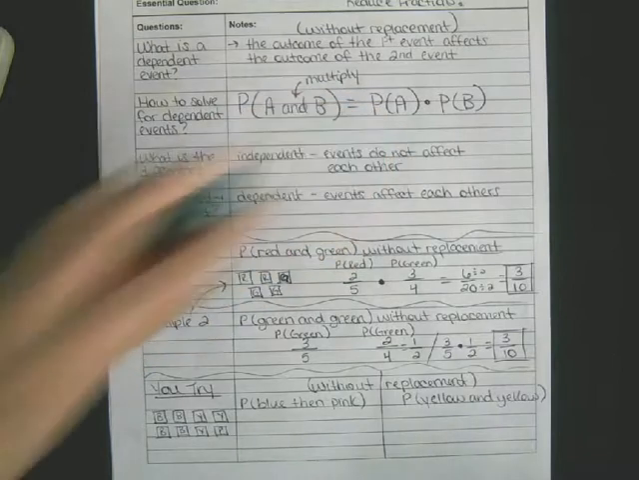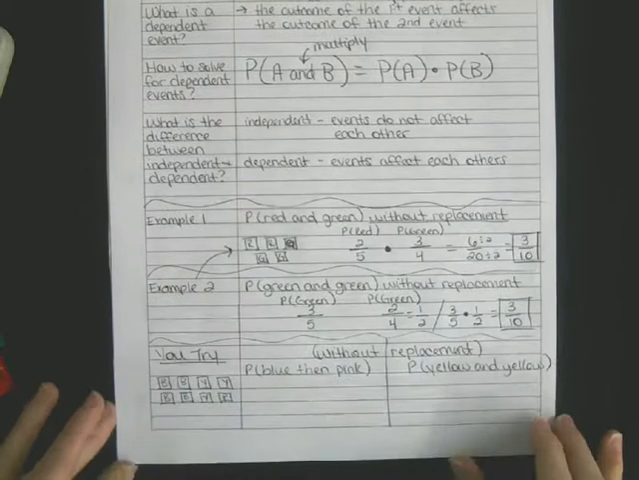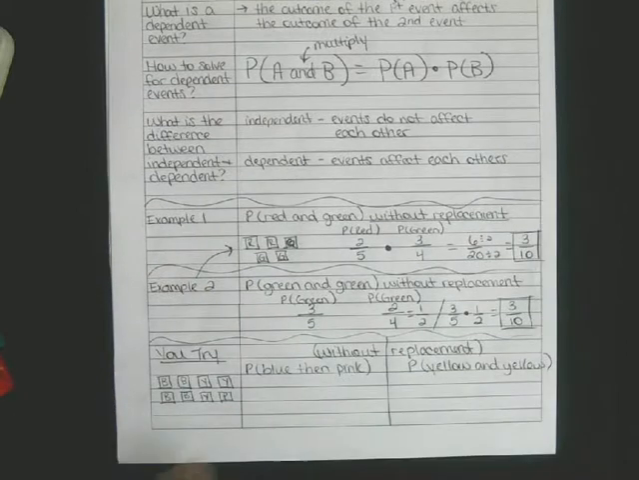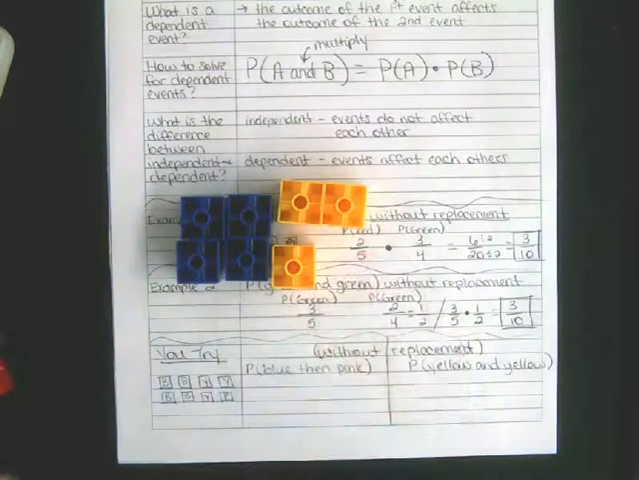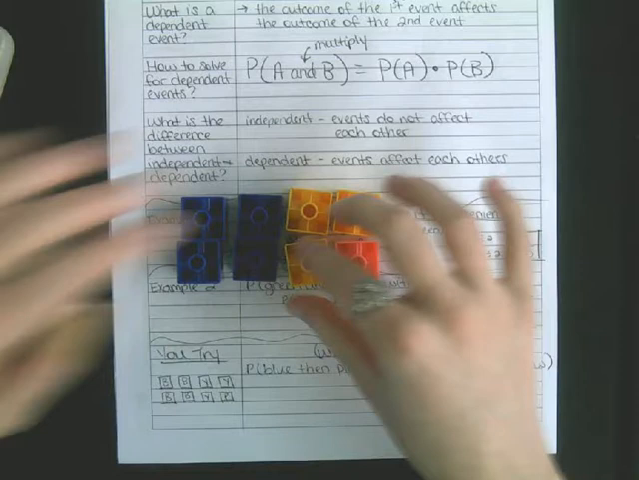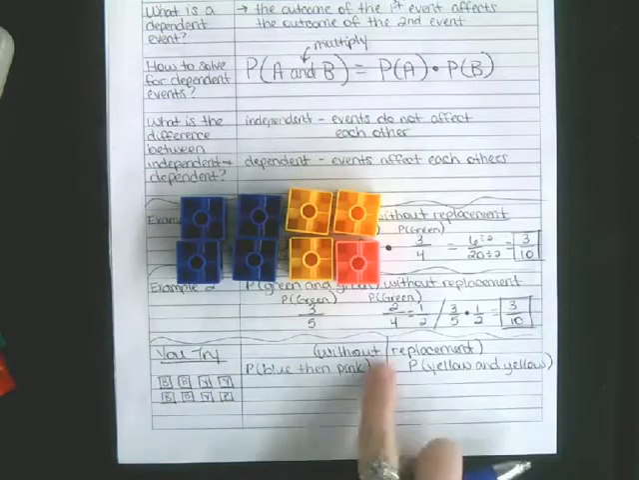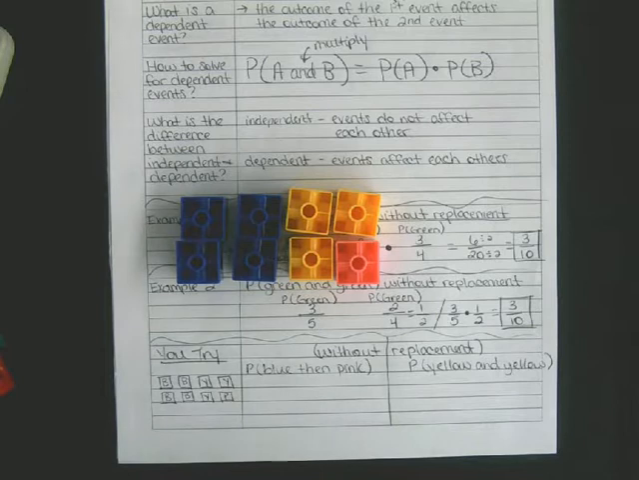Now, I want you to try a couple on your own. Let's say you have 4 blue cubes, 3 yellow, and 1 pink cube. Without replacement, I want you to find the probability of selecting a blue, then a pink, and I want you to pause and I want you to go ahead and solve that on your own.